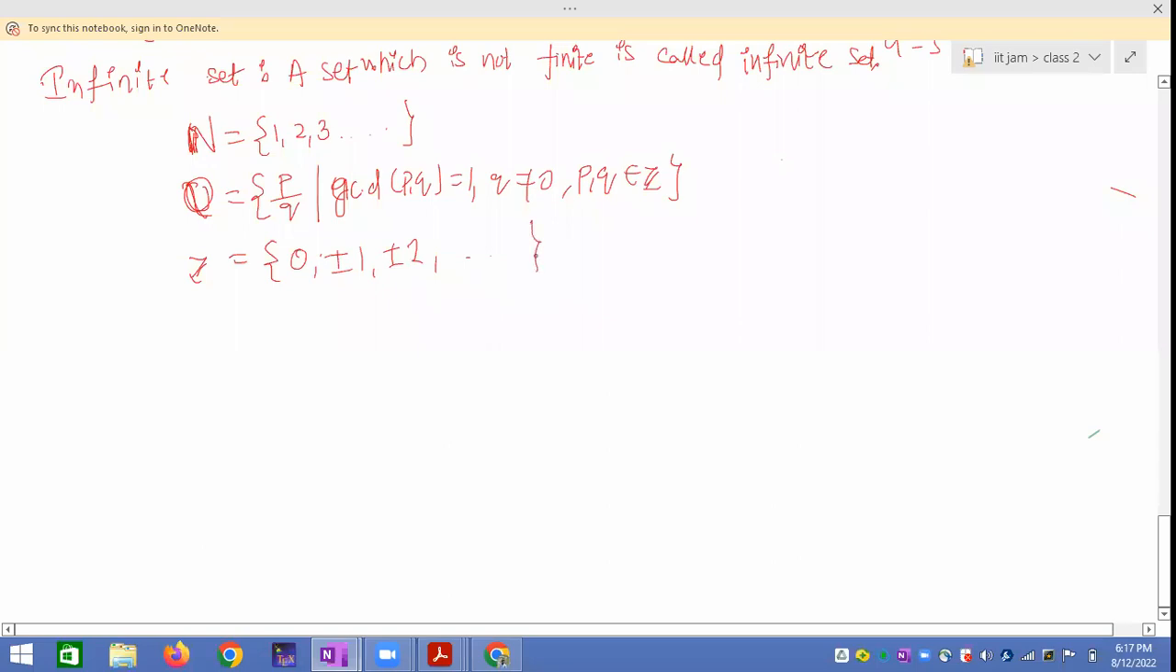Yeah, we can give so many examples, like Z plus. These are examples of infinite sets. In some books, they start directly with the countable set. In some books, they give the definition of denumerable first, and after that, they define the countable set.